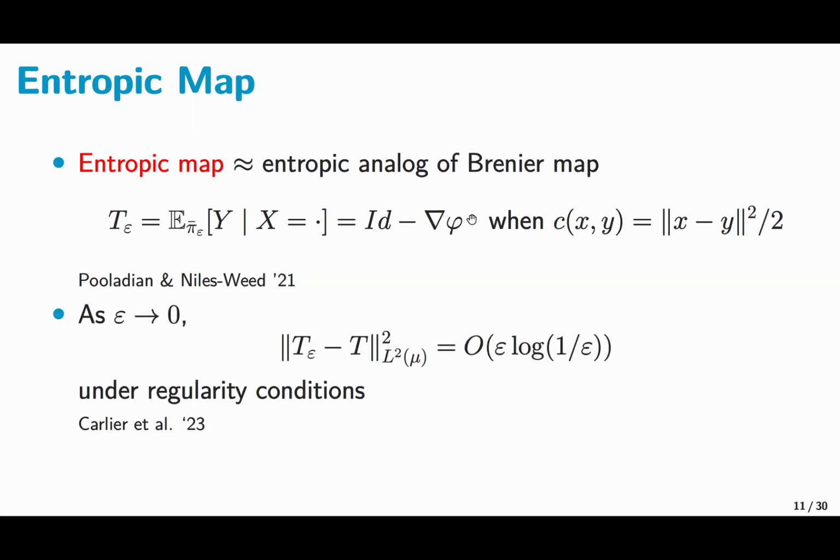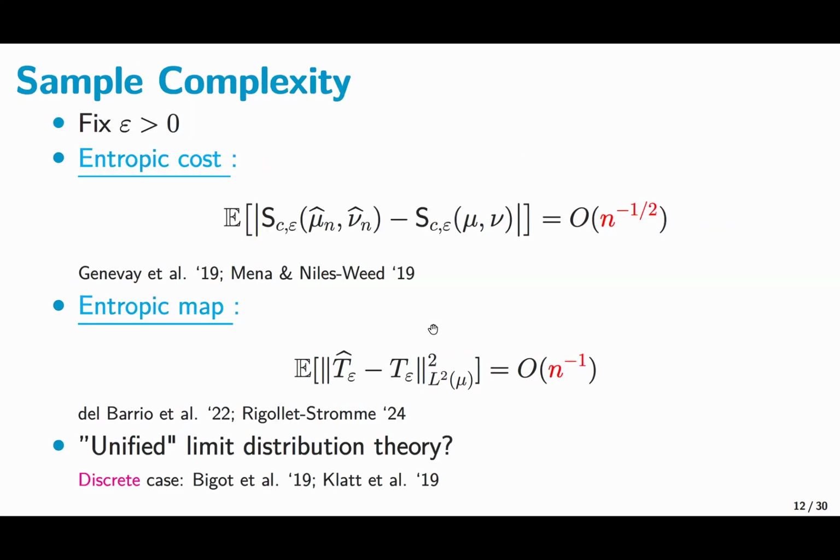And also, when epsilon is going to 0, the entropic map approximates the Brenier map. This is a canonical rate, but you can also see different rates depending on the assumptions. If you make some strong assumptions, you can make this rate faster. Any questions? Okay. All right, so let's move on.